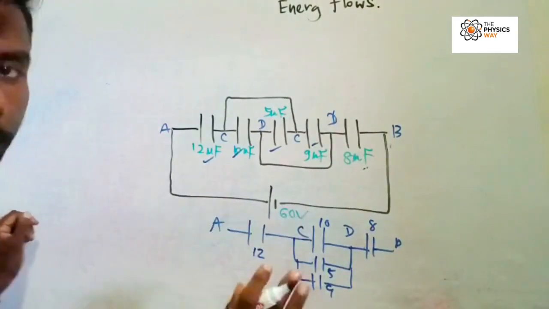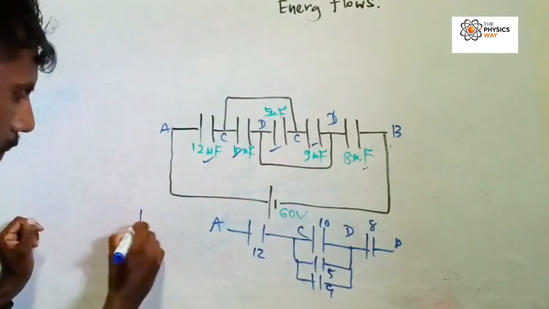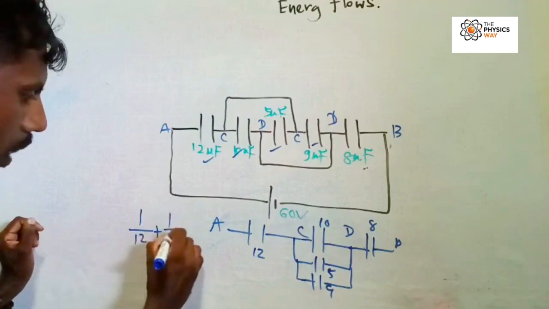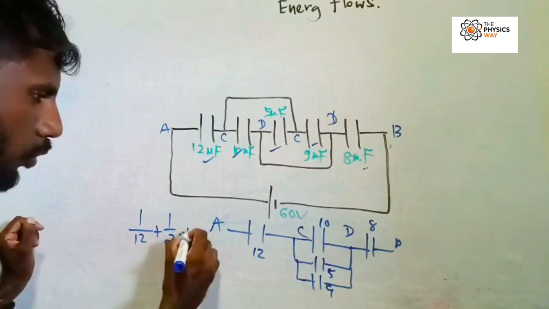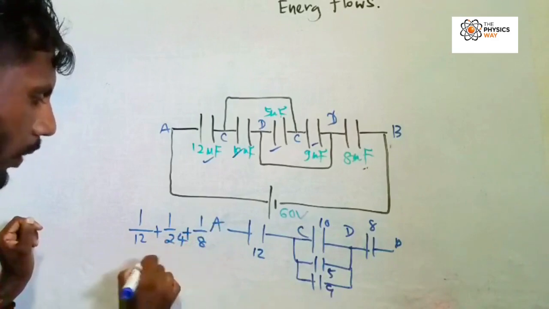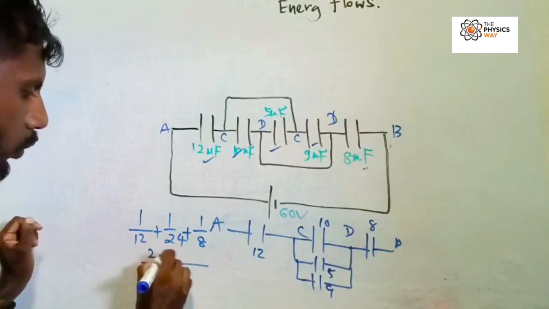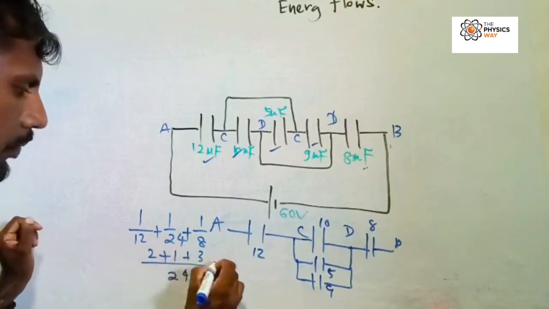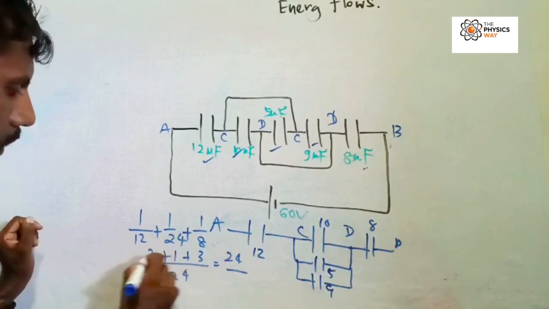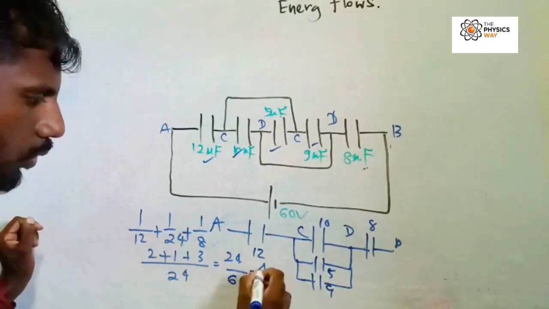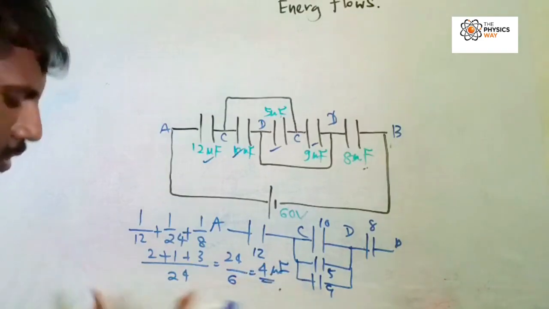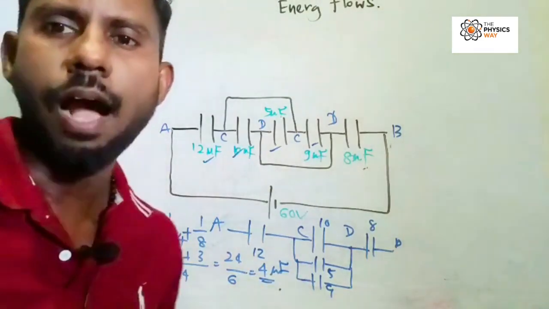We have to take the reciprocal value and add them. So I'm going to take it as 1 over 12 plus 1 over 24 and then of course 1 over 8. The common denominator will be 24, 2 plus 1 plus 3. So 24 over 6. So it's of course 4 microfarad. That's the answer, right?